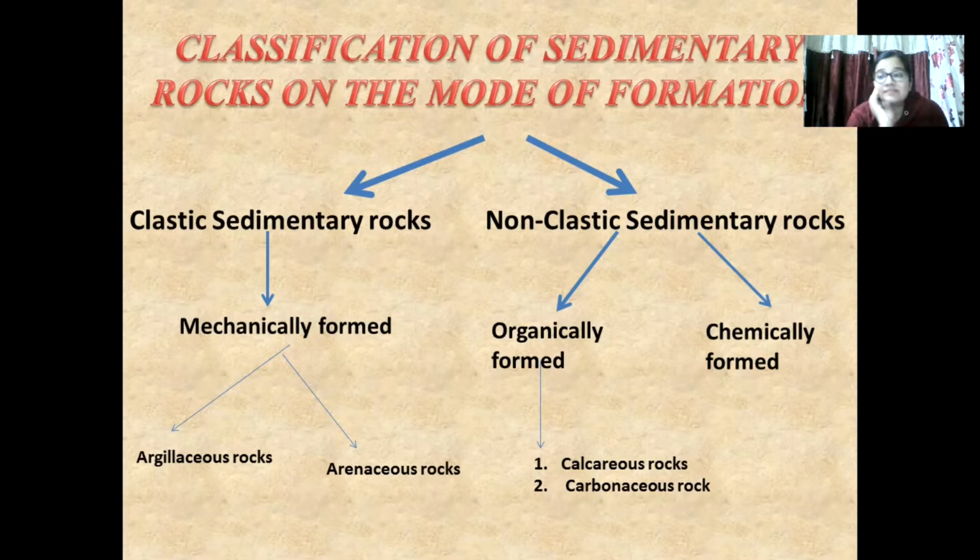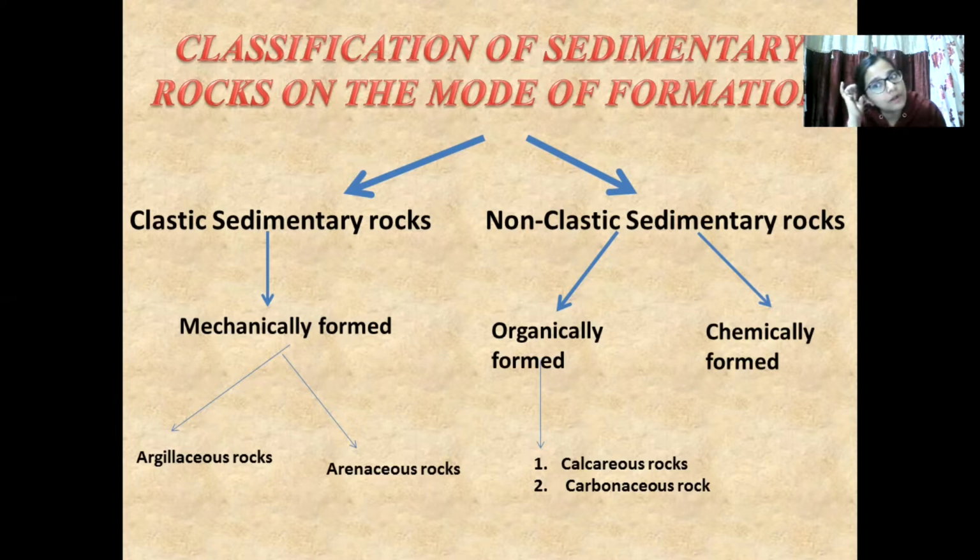So in clastic sedimentary rocks, the rocks are formed because of the agents of erosion working on that igneous rock, like wind, river water, rainwater, ice, glacier, and thereby breaking it into sediments, where the sediments compact, cement, and then form a sedimentary rock. Right? And that process is called being mechanically formed.